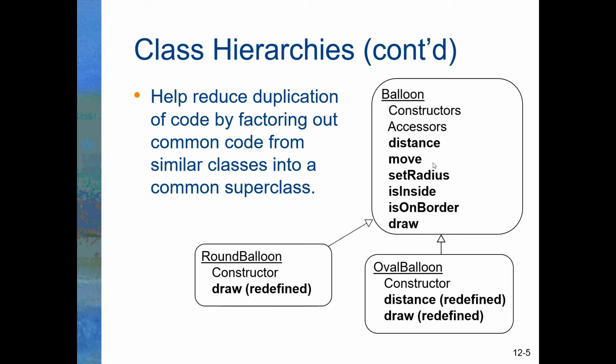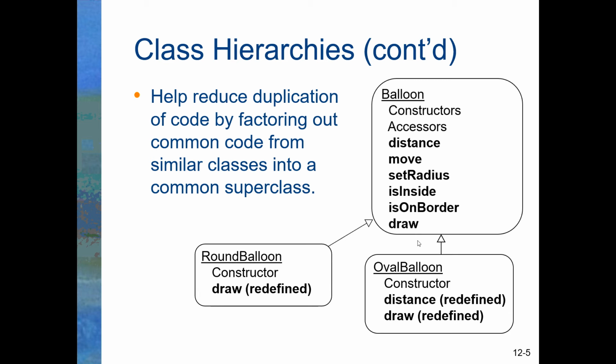The move method, if I need to move the location of the balloon based off its x and y coordinates. You also have the set radius method, which sets the size of the balloon, and so forth. And then the draw actually draws the balloon up on the screen. So if I have a round balloon, it has a constructor, just like the balloon class has a constructor, and then it also has a draw method, and the draw method actually redefines the draw right here.